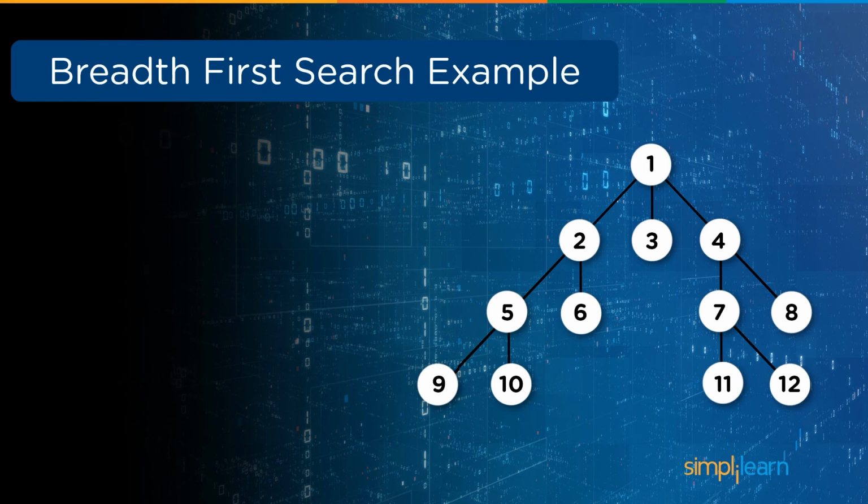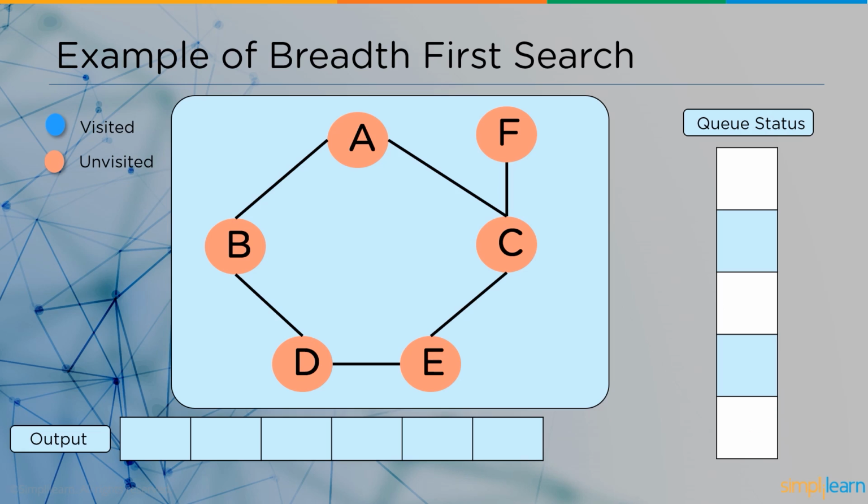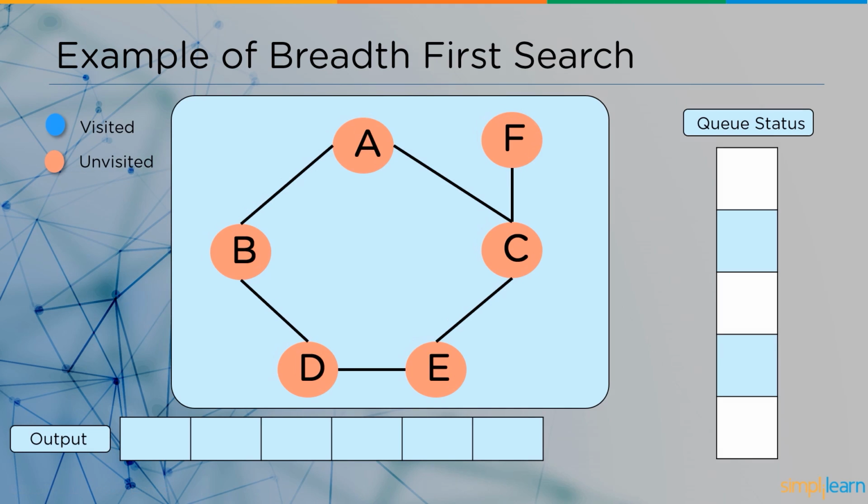For a better understanding, we'll look at an example of the breadth-first search algorithm. The blue color indicates that the node has already been explored, while the pink color indicates that the node has not been explored or visited yet. Next, we'll have our output. We will use a queue data structure to keep track of all the nodes visited and all the nodes that are unvisited. So, to begin, let's look at the algorithm.